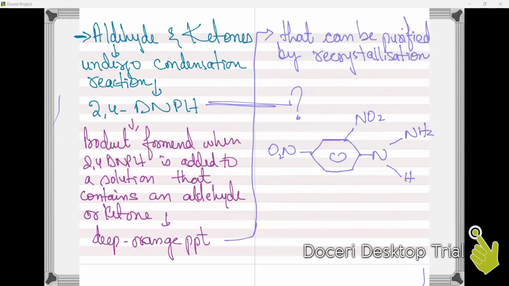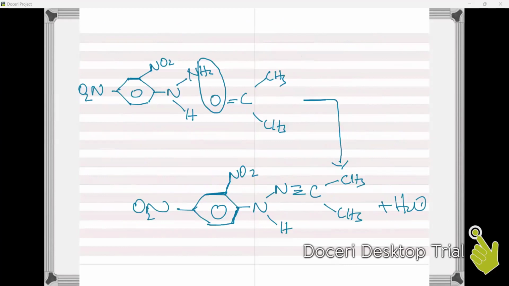Now, aldehydes and ketones undergo condensation reaction. When 2,4-DNPH is added to a solution that contains an aldehyde or ketone, what do we get? We get deep orange precipitates. This is how we identify it, and it can be purified by recrystallization. This is the structure of 2,4-DNPH. Now, what will happen?